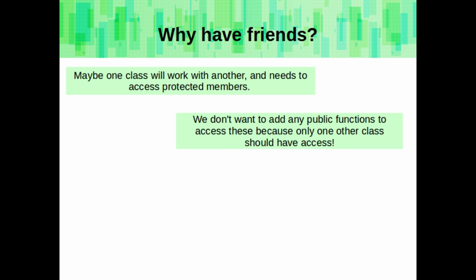Maybe a function or a class will need to work with a different class and have access to its protected members. However, for those protected members, we don't want to make them public and expose them everywhere. So in this case, we would make those functions or classes a friend of the class with the protected members.